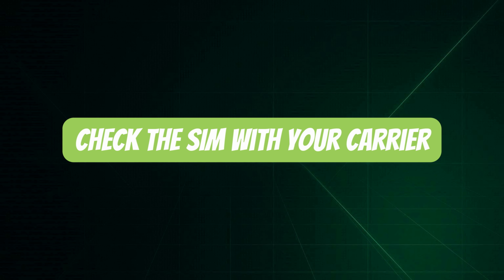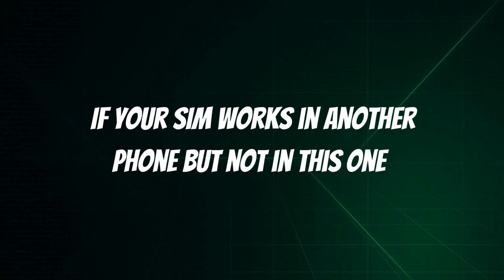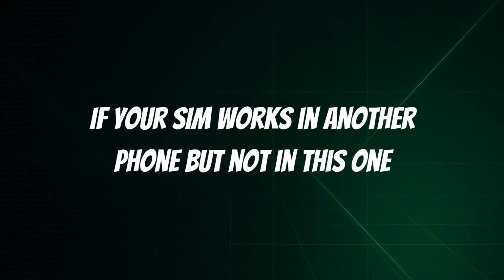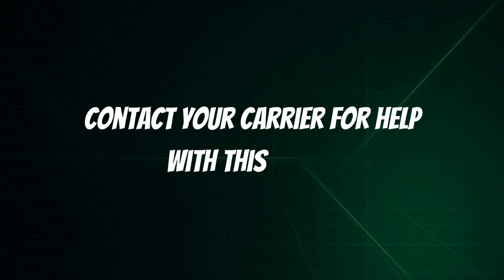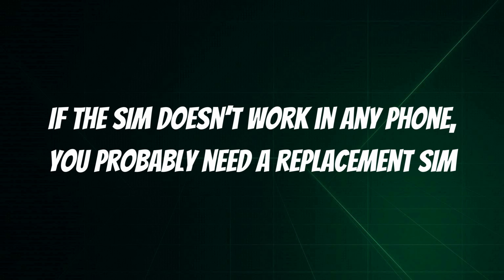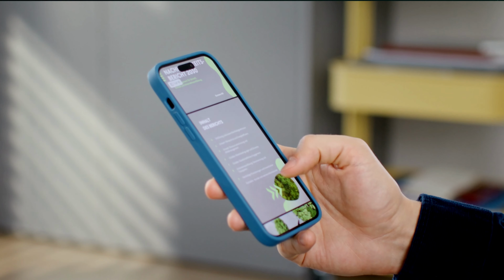Step 7. Check the SIM with your carrier. If your SIM works in another phone, but not in this one, contact your carrier for help with this device. If the SIM doesn't work in any phone, you probably need a replacement SIM. Your mobile data should now be working on Android.